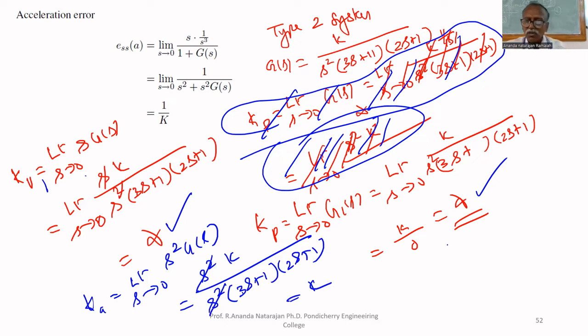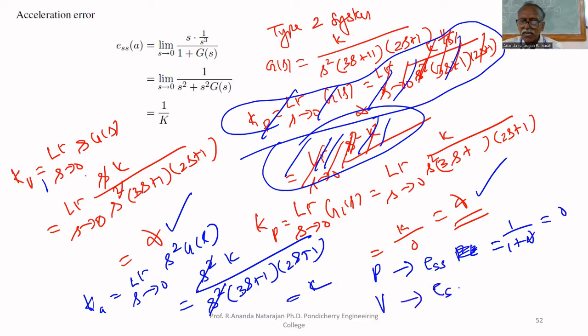Therefore, the steady state error for position input is, since Kp is infinity, 1 by 1 plus infinity, equal to 0. For velocity input, the steady state error equals 1 upon Kv, that's why 1 upon infinity, equal to 0. If you give acceleration input, the steady state error equals 1 upon Ka, that is 1 by K.